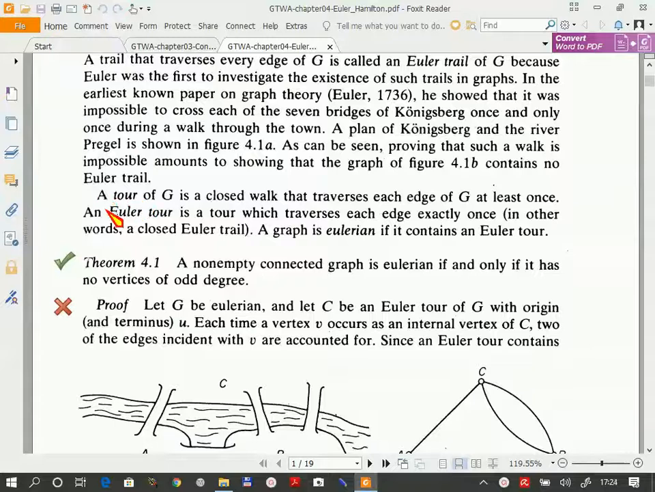What do we call a tour in a given graph G? A closed walk that traverses each edge of G at least once. And an Euler tour is a tour which traverses each edge exactly once. A closed Euler trail. An Euler trail is a trail, not necessarily closed, that traverses every edge of G.